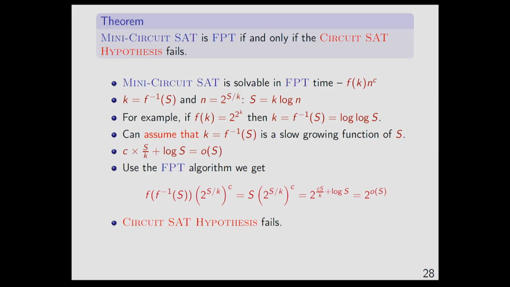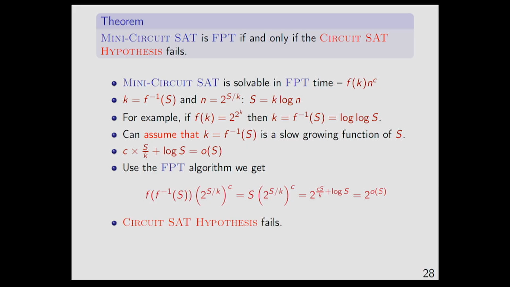And what do I set n? Because now I'm trying to create an algorithm. So given an instance of circuit SAT, I'm trying to create an instance for mini circuit SAT so that I can use the fast algorithm for mini circuit SAT to solve my circuit SAT problem. So now I have the flexibility to choose what my k is, right? So I choose my k equal to f inverse of s, and n equal to 2 to the power s by k. So then what is s now? K log n, just by setting this up.